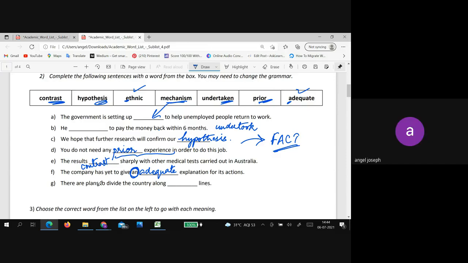Okay. Let's look at option G. There are plans to divide the country along dash lines. This one is simple. Ethnic lines. Just as Malayalis all sit together, Tamilians all sit together, Marathis all sit together. The country is being divided along ethnic lines based on the culture of the people.